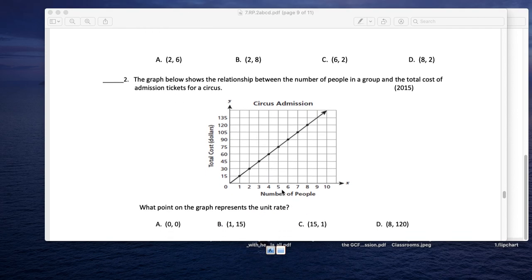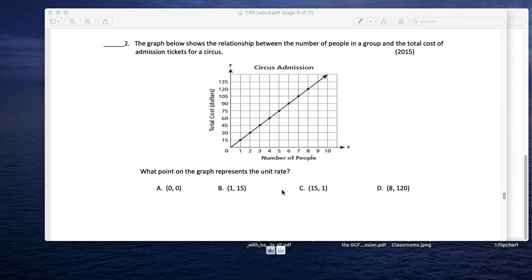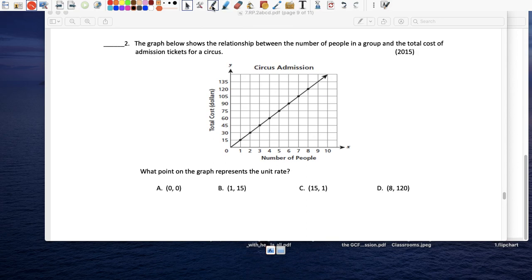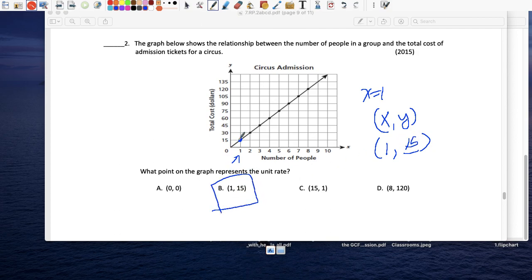Alright, so the graph below shows the relationship between the number of people in the group and the total cost of admission for the circus. Which point of the graph represents the unit rate? Well, the unit rate is always this guy right here, right? X equals 1, right? That's the unit rate. So you have xy, so it's 1 and something. And what is that something in this case? 15. There's your unit rate, this point right here.